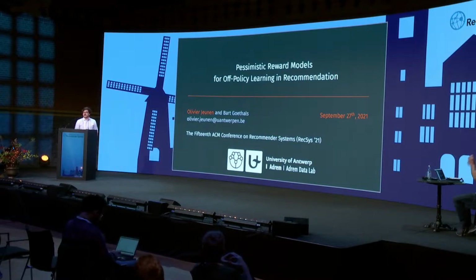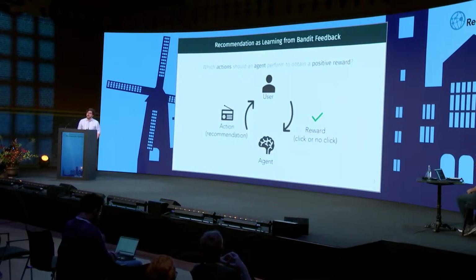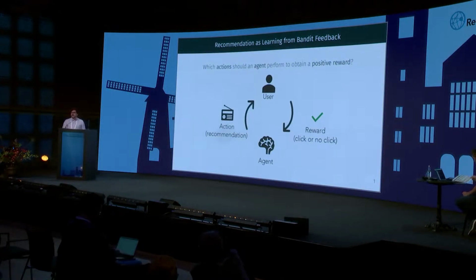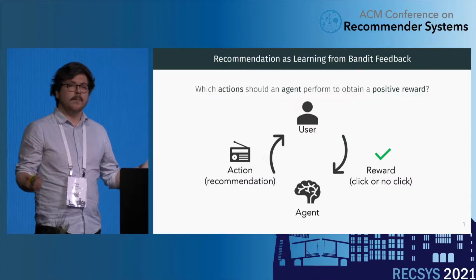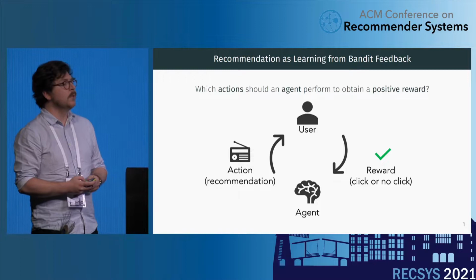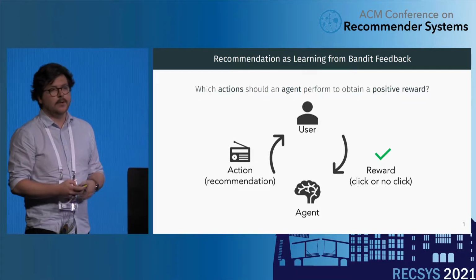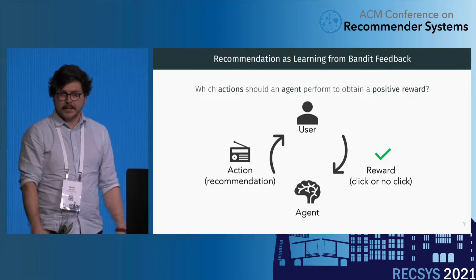Let's start. We frame the basic task of recommendation in a bandit learning framework here. You have a certain agent, which can take certain actions, which is basically showing a certain recommendation to a user. And then the agent can observe a reward or no reward from that action, which is a click or no click, for example. The goal for the agent is to learn which certain actions it should be taking in order to maximize the reward that it's going to get.